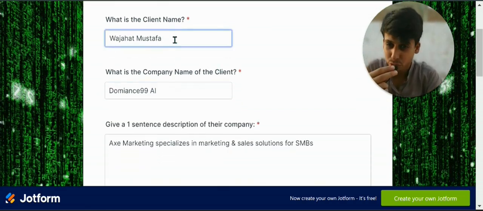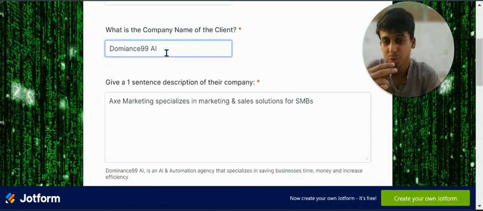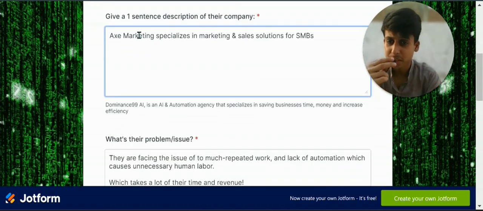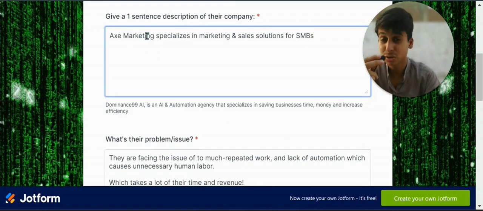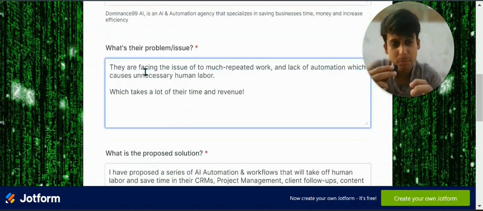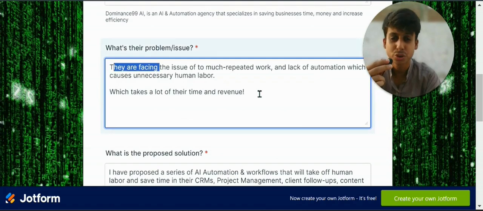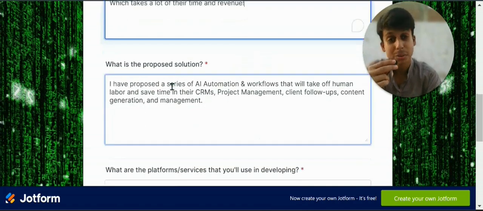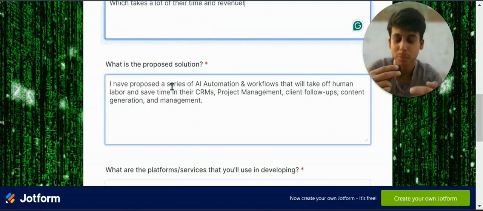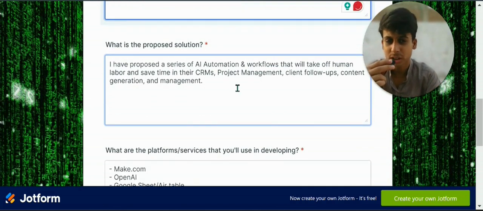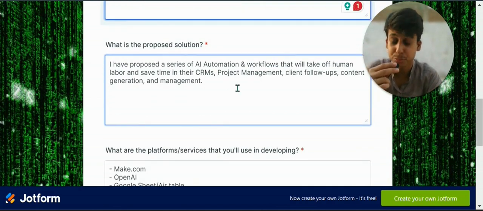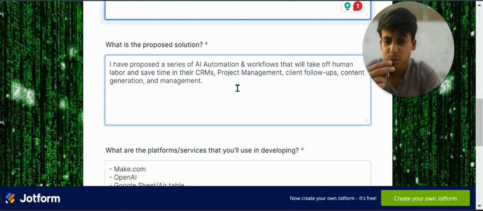So I put in the client name, the company, and a one sentence description of the company. Then, what problem or issue are they facing? This is the problem and issue which I have put in here. What is the proposed solution that you have proposed to them? The form is asking. So yeah, this is the proposed solution: AI automation workflows for the CRM, project management, client follow-ups, content generation and management.